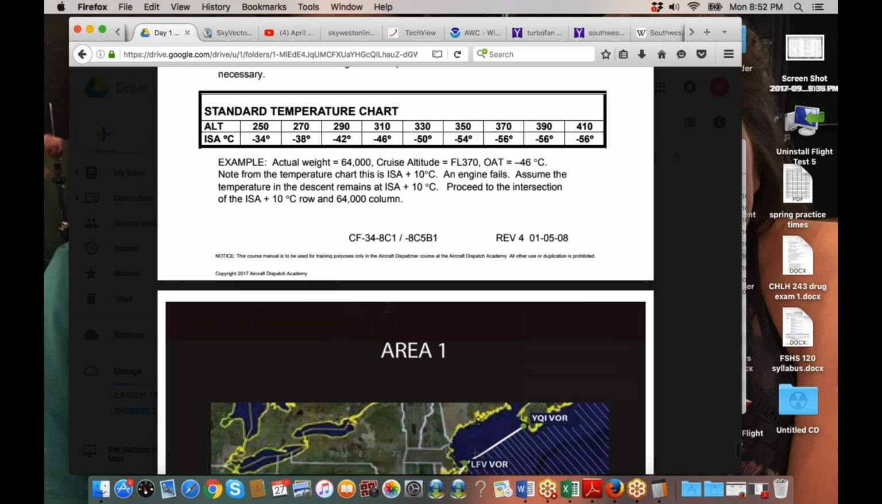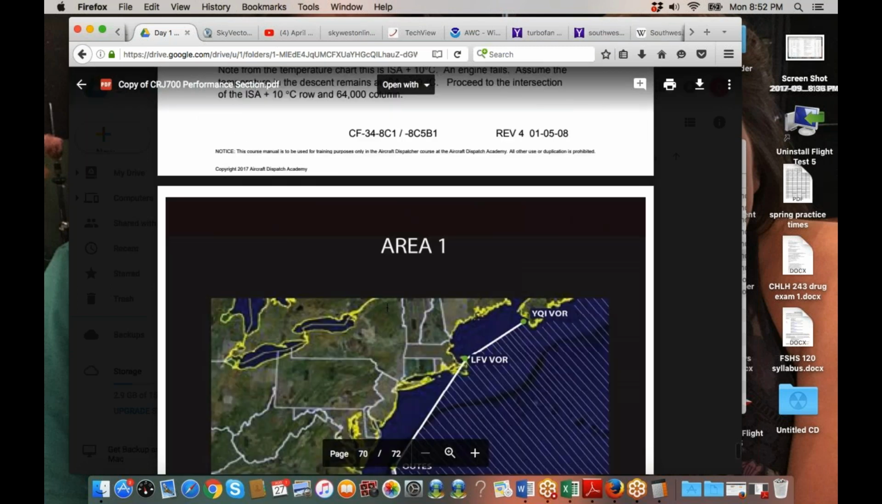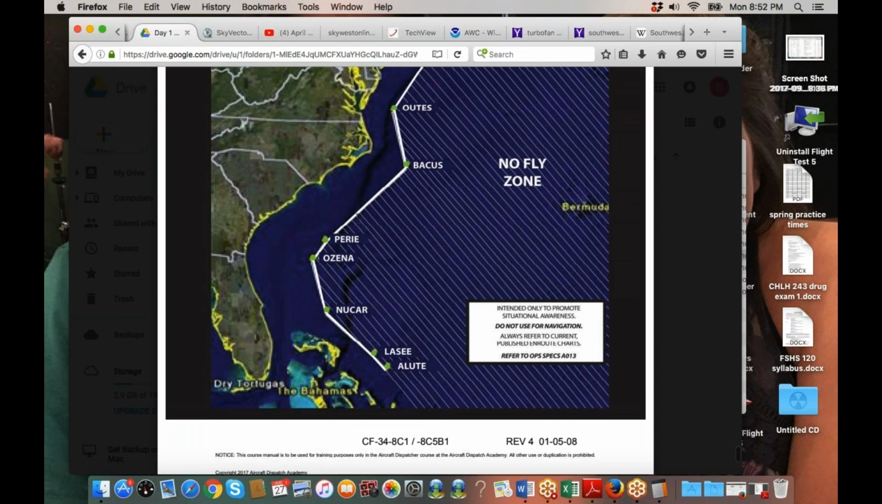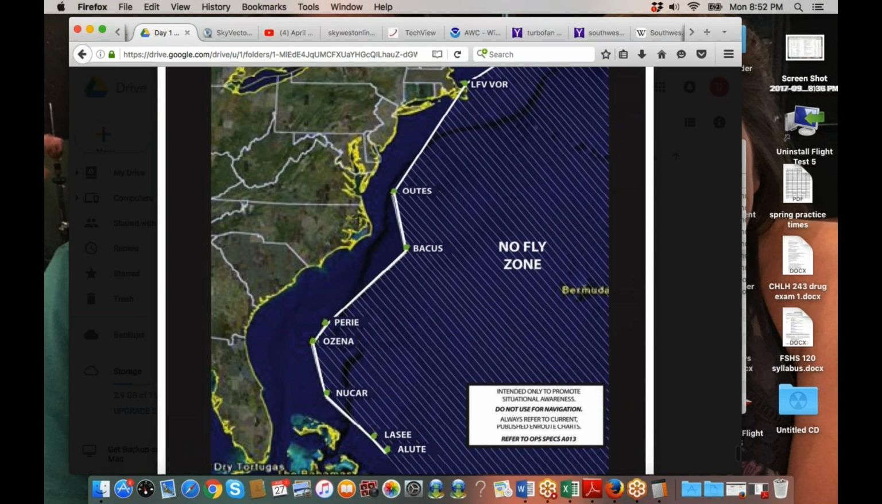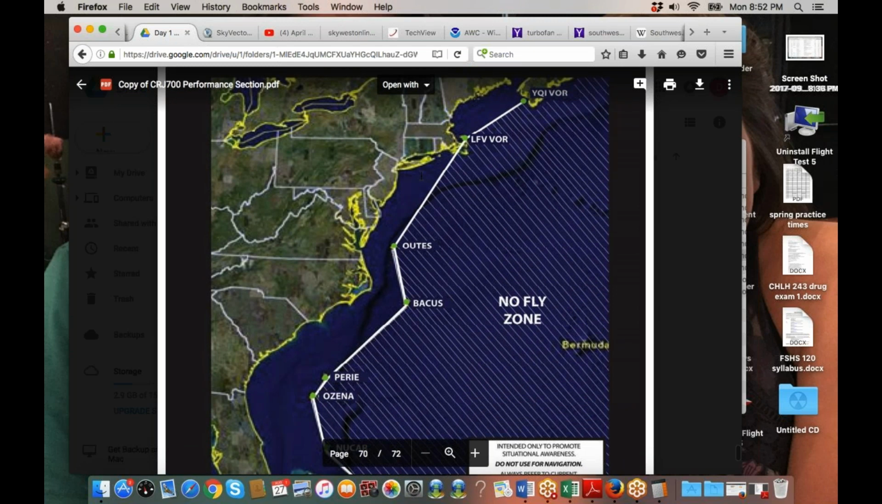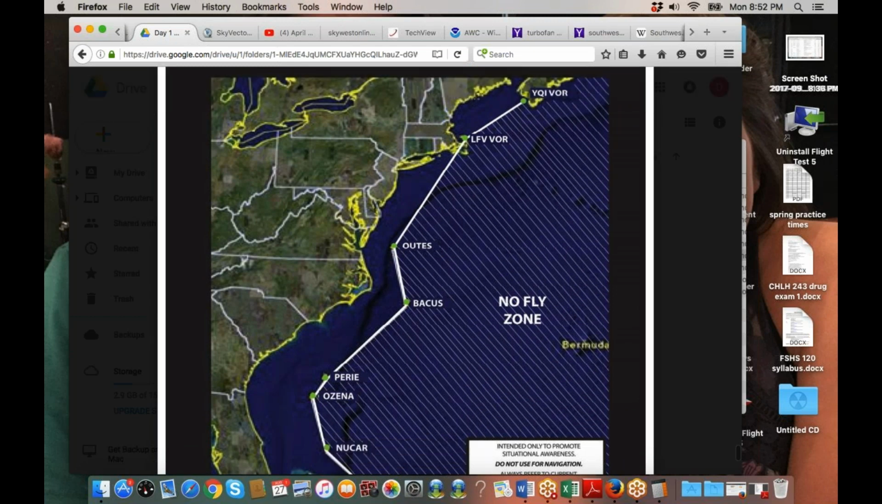Oh, this just gives you a visual, like with ETOPS, of where you're allowed to fly. So we're not doing ETOPS, so we can still fly out over water. We just have to make sure we're close enough to land.